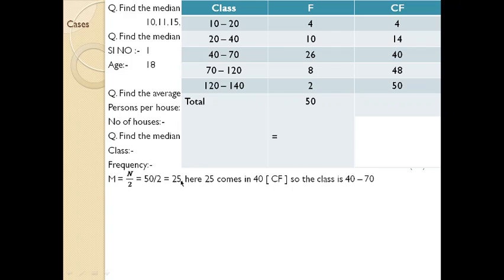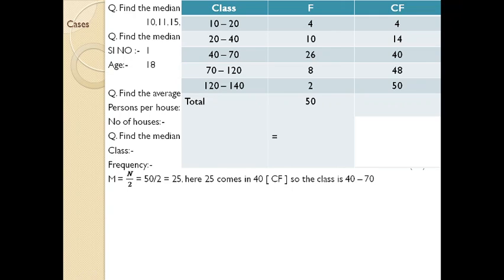And remember, the steps are almost similar to the method we followed in discrete series. Now you have to look for the CF where 25 comes. 4 is a small number, 25 will never come under 4. Next is 14. 14 is also a small number, it will never come under 14. And next is 40. Our value was 25, so 25 can easily come under 40, because 40 is a bigger number. So 40 comes in a row where the class is 40 and 70.